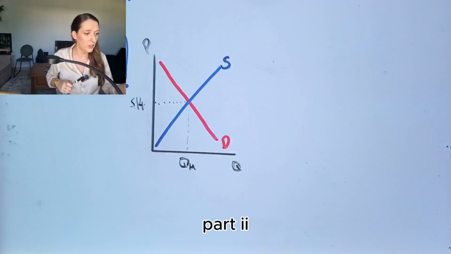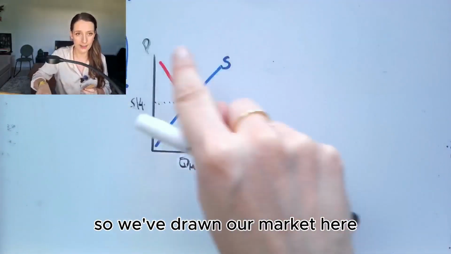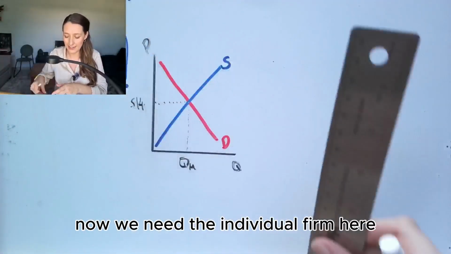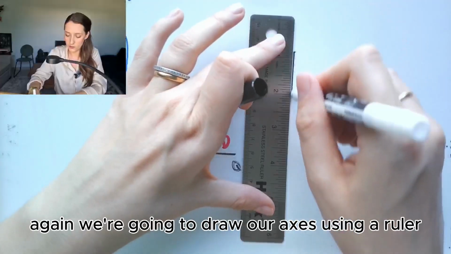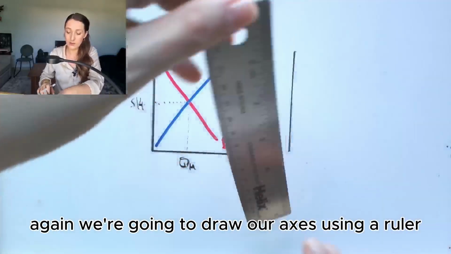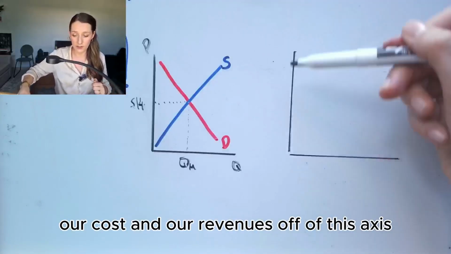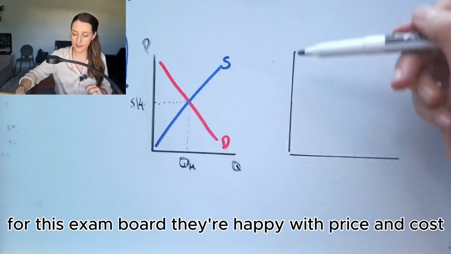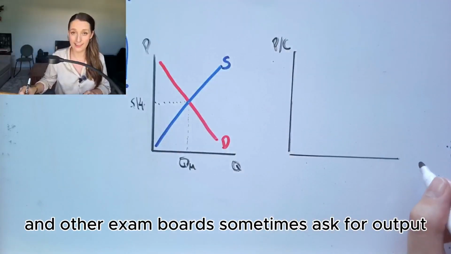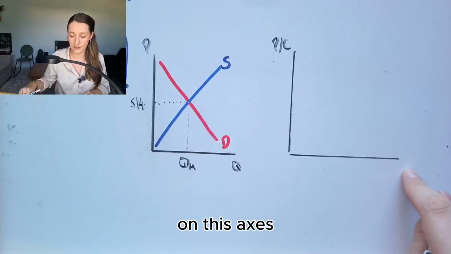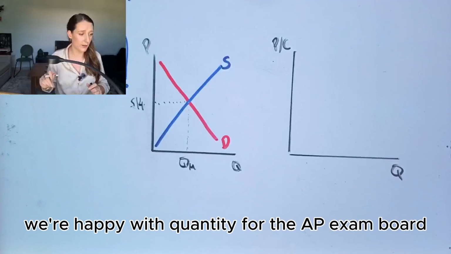Part two. Soja Farm's profit maximizing price and quantity. So we've drawn our market here. Now we need the individual firm. Again, we're going to draw our axes using a ruler. Now, we want to be able to read our price, our cost, and our revenues off of this axis. For this exam board, they're happy with price and cost. Other exam boards sometimes ask for output on this axis. We're happy with quantity for the AP exam board.